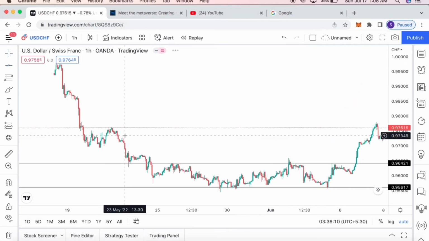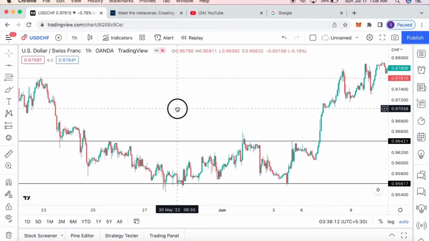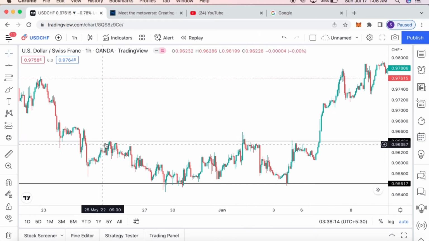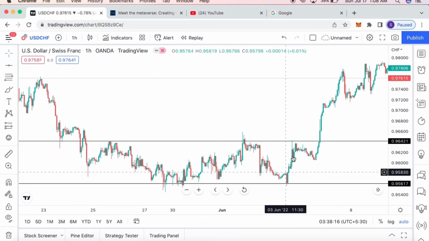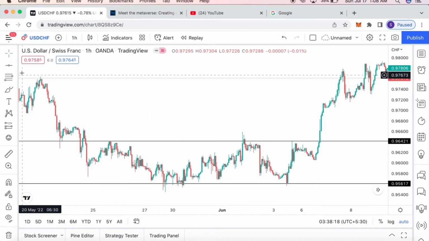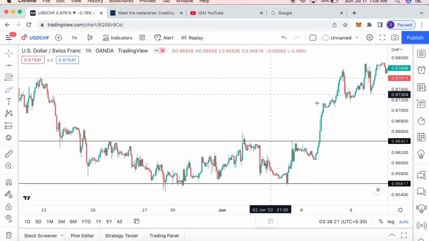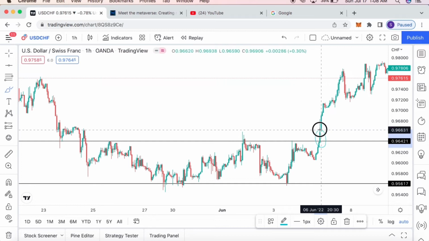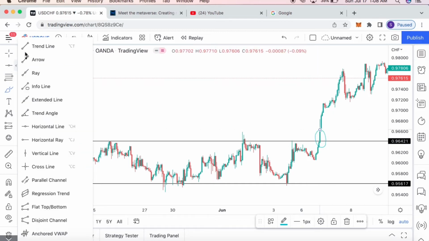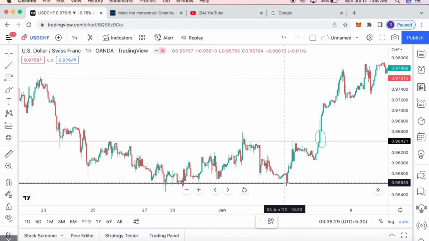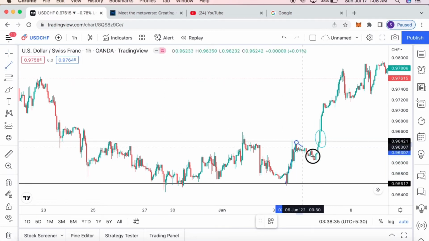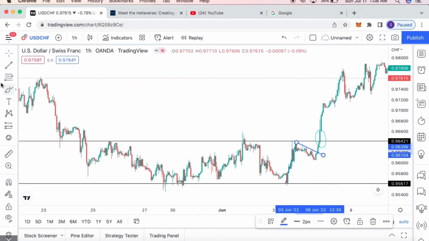Whenever we have price ranging in a fixed zone, there is always a breakout. Price was ranging in this fixed zone, and the breakout happened right here. But even before the breakout, we had a nice bullish flag. A bullish flag is a continuation pattern to the upper side. This is our bullish flag, guys.